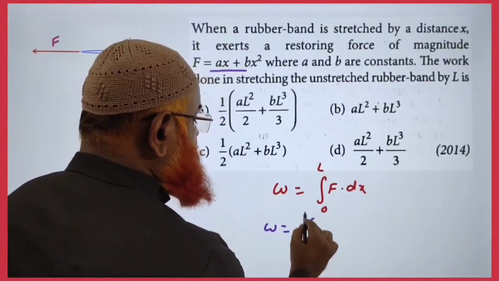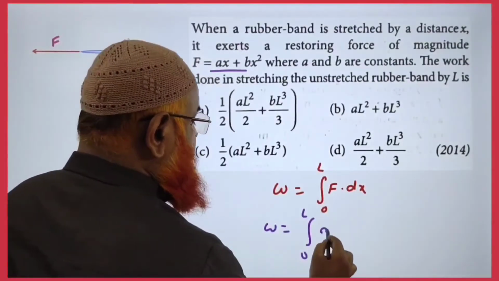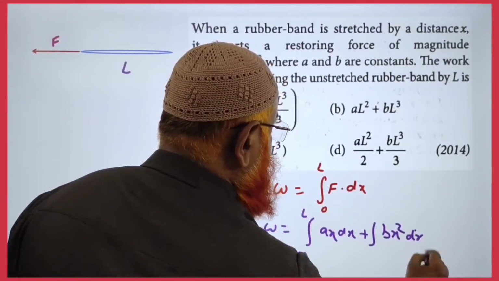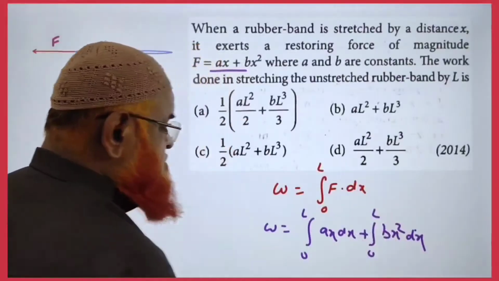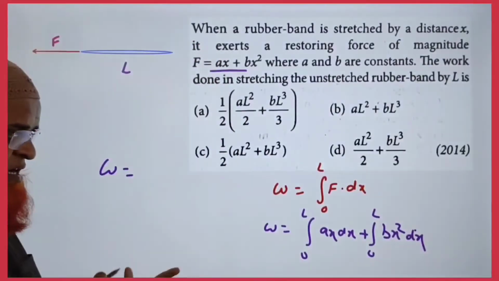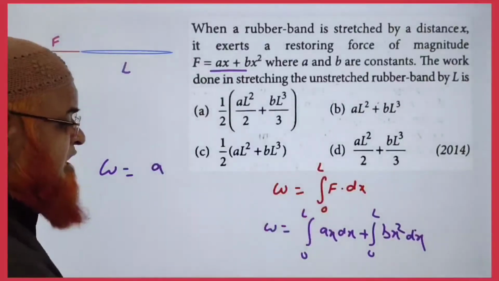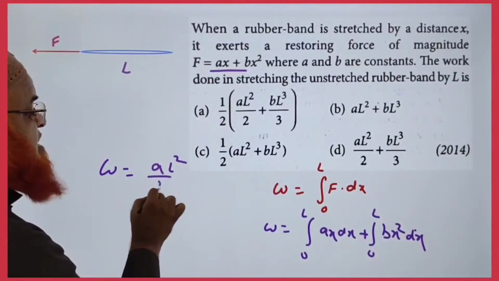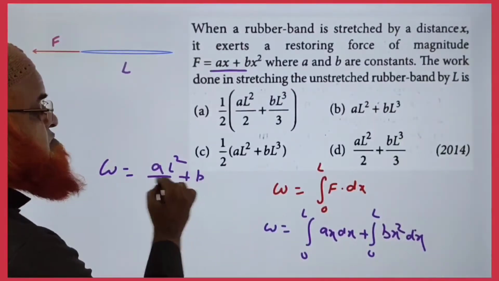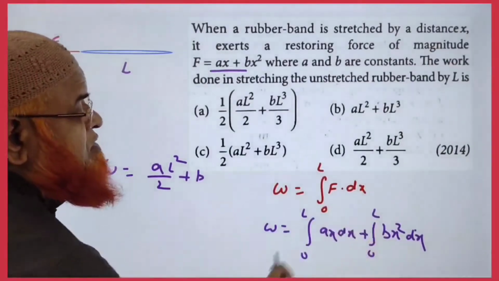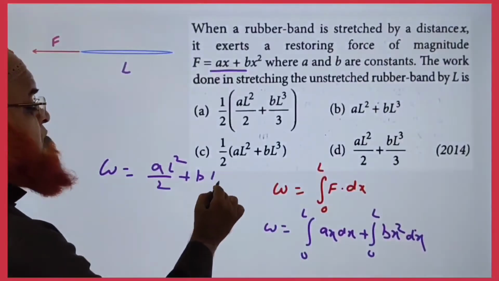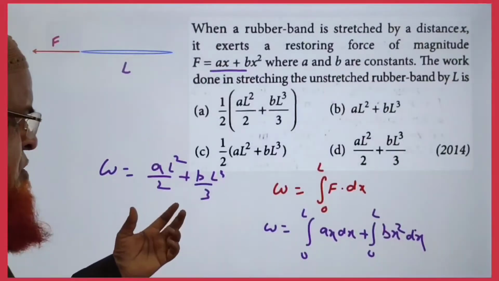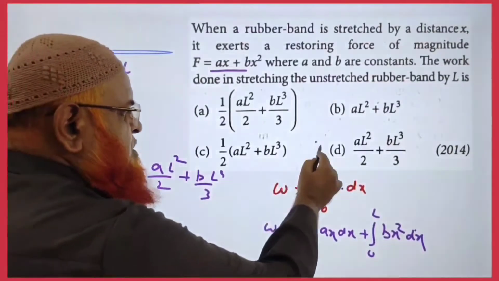W is equal to integration of 0 to L. F means we can take ax plus bx square. So integration of ax dx plus integration of bx square dx, and limits are from 0 to L. So here the work done can be written like this: a into x square by 2. In the place of x you have to write L. That's it. X square by 2 means L square by 2. Now plus b x cube by 3. In place of x we have to keep L here. So x cube by 3 is nothing but L cube by 3. That's it. Such a simple and two-step solution I have given you. The answer is going to be D option.